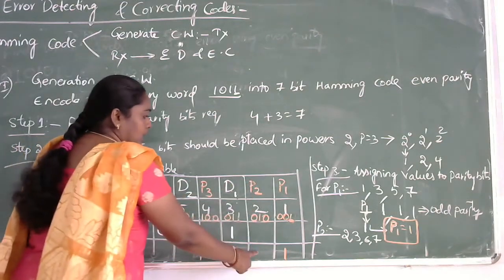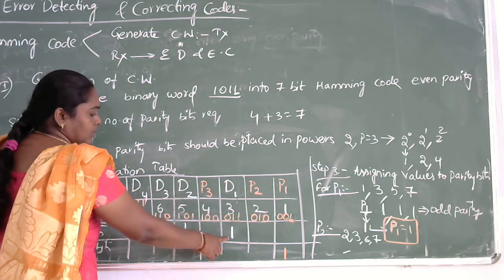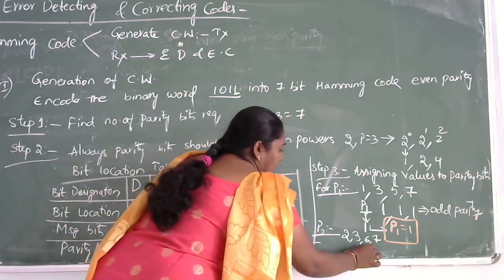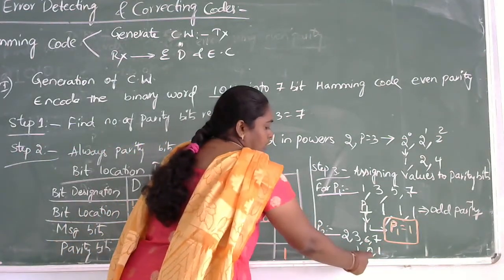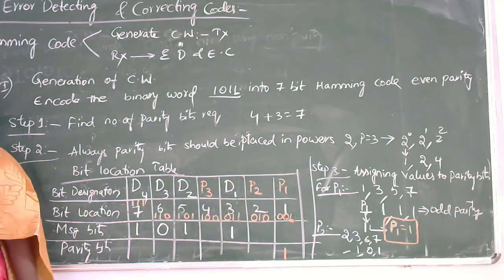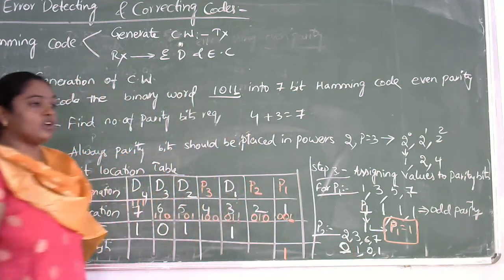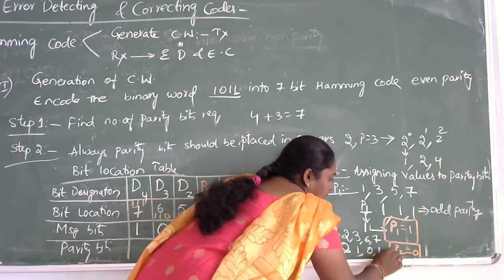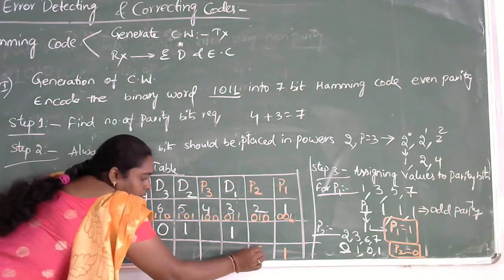Do you have any number under the P2? No. So keep it as a blank. What is the number at the third location? 1. Under 6, 0. Under 7, 1. So in this one, the total number of ones is 2, which is an even number of ones, or even parity. So I need to add a 0 in terms of P2. So here the value of P2 should be equivalent to 0 because I want to make use of it as an even parity. So P2 is equivalent to 0.